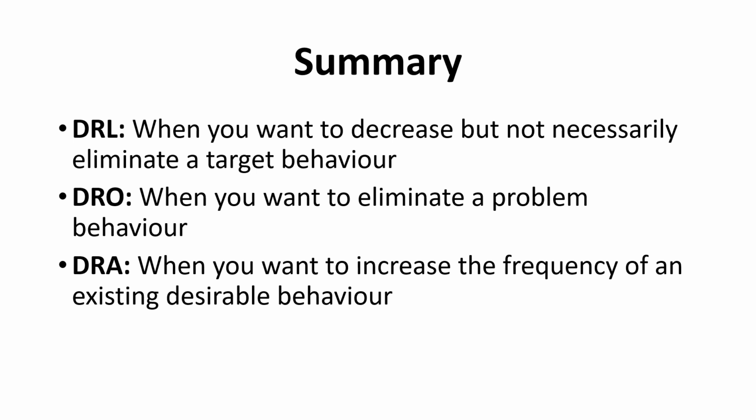Our DRO is when we want to eliminate a specific problem behavior, we want an absence of that behavior, and we don't have any preferred other behavior that we want them to do instead. They can do anything except the problem behavior. And a DRA is when we want to increase the frequency of an existing desirable behavior and decrease or eliminate a problem behavior. So if we specifically have an alternative behavior, we would use a DRA. And that's the basics on how to discriminate when we should use each of these three options.